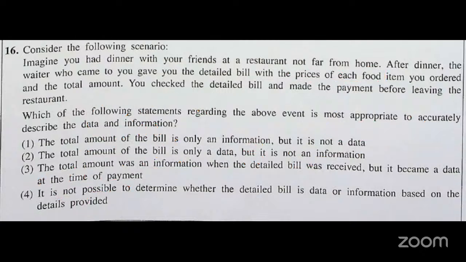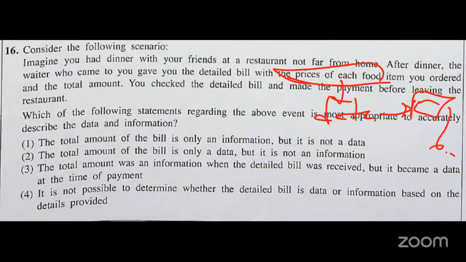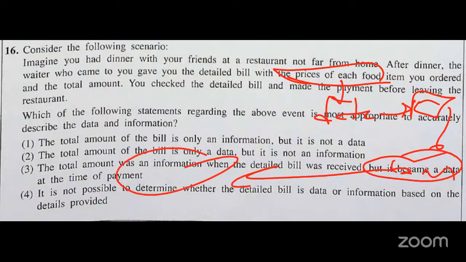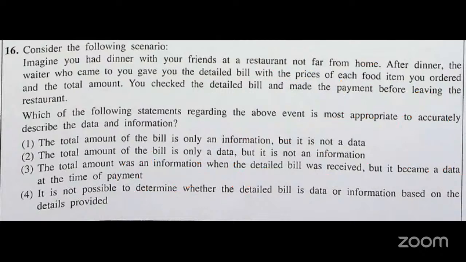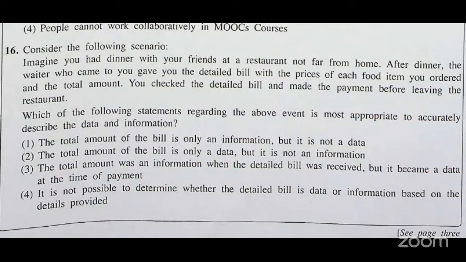Starting from the first point, kids, the prices of each food item will be data, which will be processed to prepare the bill. After the bill is produced, it will be sent to payment. In that occasion, the bill will be data, based on the instance. So the answer is the third one.